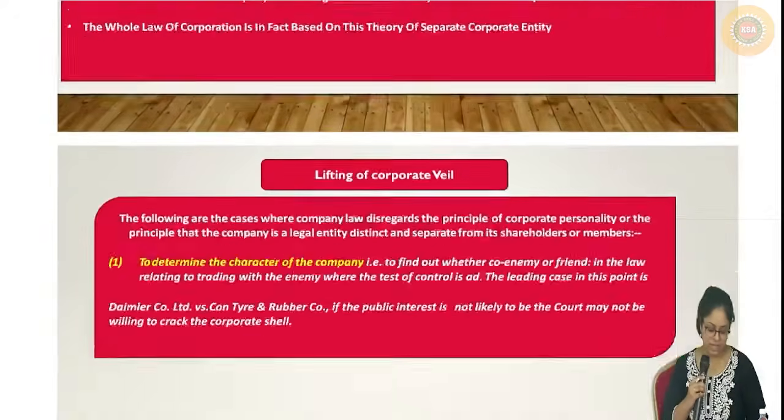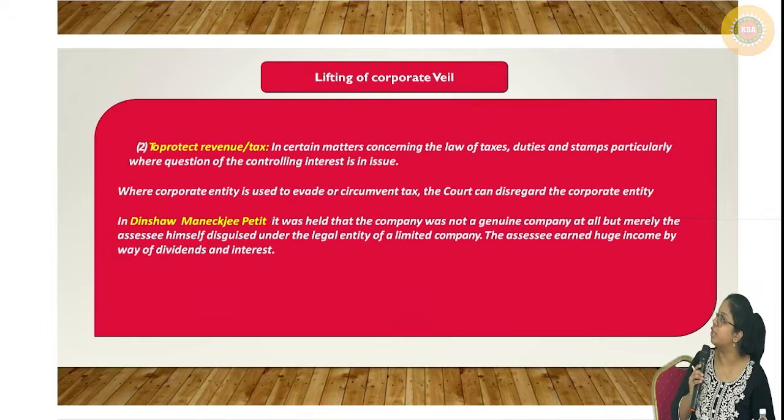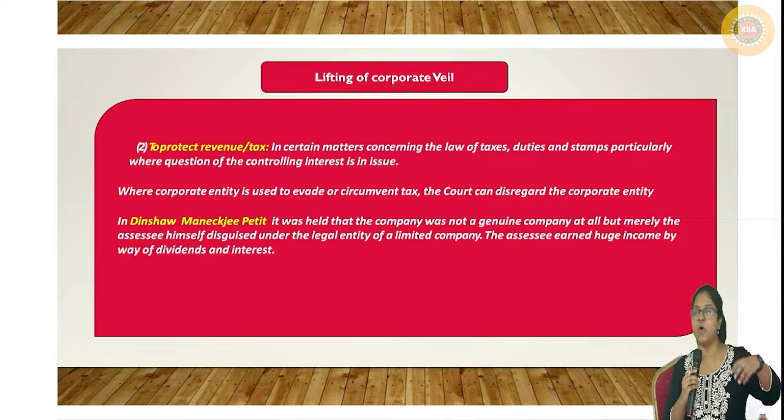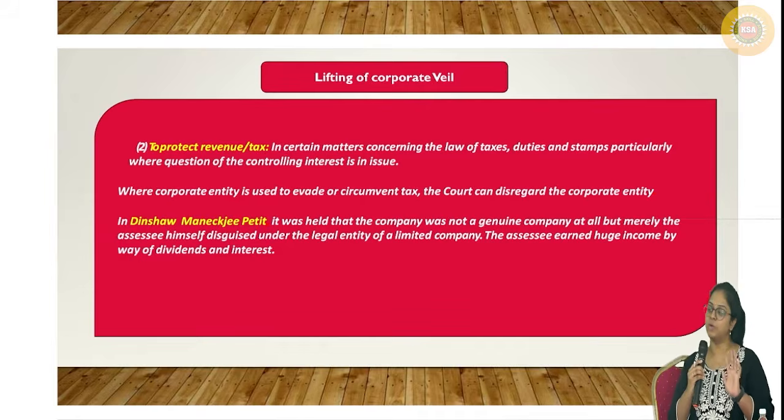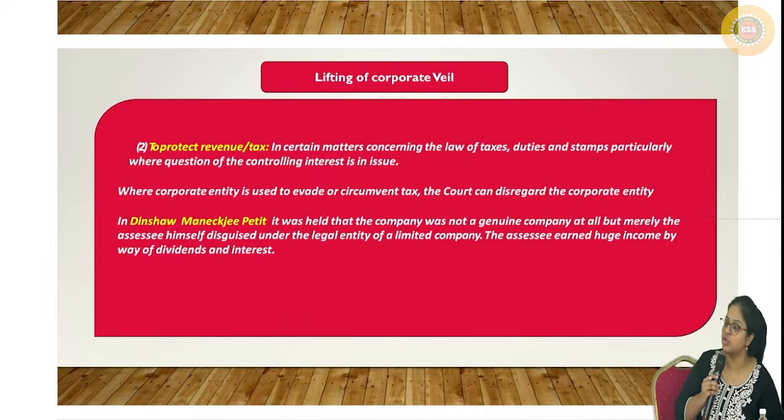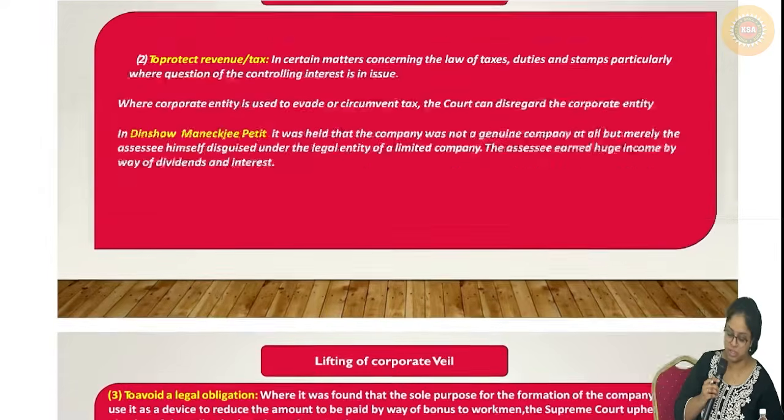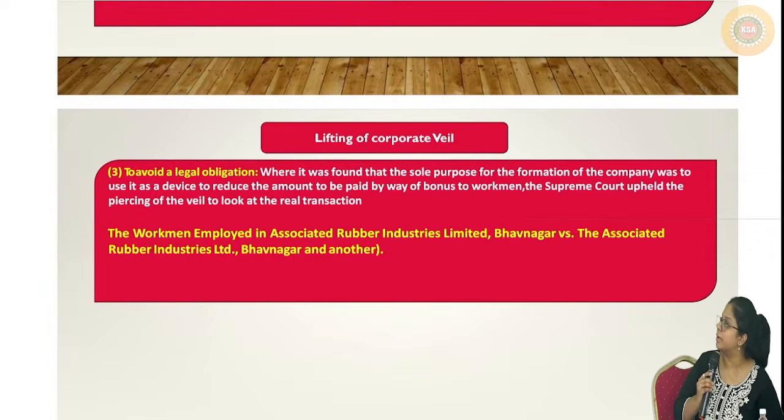One of the exceptions that we read was to protect the revenue or tax. There's a standard case law for this called Dinshaw Maneckji Petit, where in order to protect himself from paying extra tax, he opened some shell companies and diverted his investment. But when the court came to know about it, they lifted the corporate veil and told that Dinshaw and the company are the same people, and hence the revenue of the company belongs to Dinshaw and he has to pay the tax. That is to protect the revenue, I can lift the corporate veil. Or in case any company tried to use this concept to avoid legal obligations.